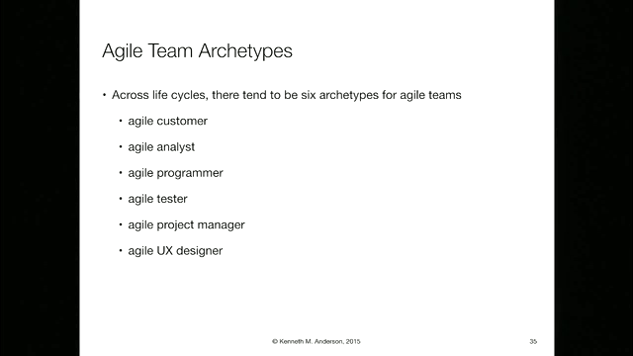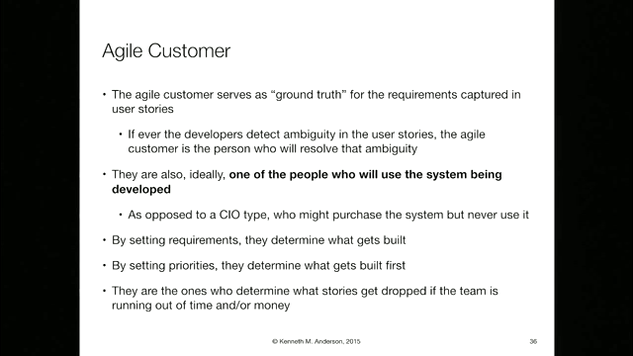So across life cycles, there tend to be about 6 archetypes for roles for Agile teams: the customer, the analyst, the programmer, the tester, the project manager, and the user experience designer. The customer serves as ground truth for the requirements that we've captured in the user stories. If something is ever ambiguous, the customer needs to resolve that ambiguity for us.